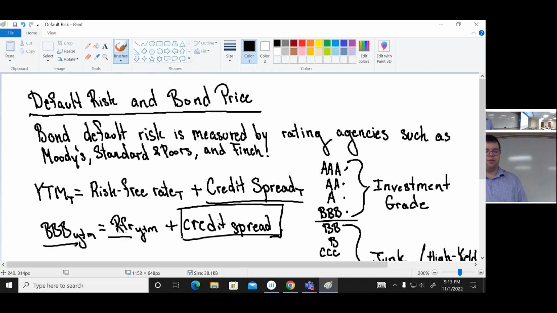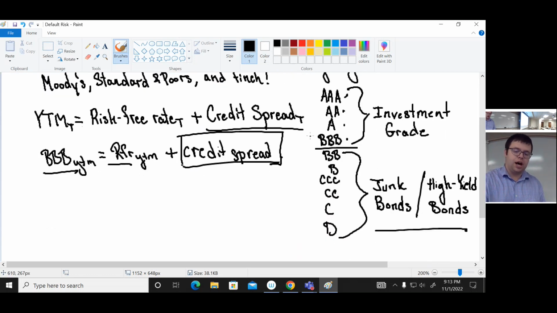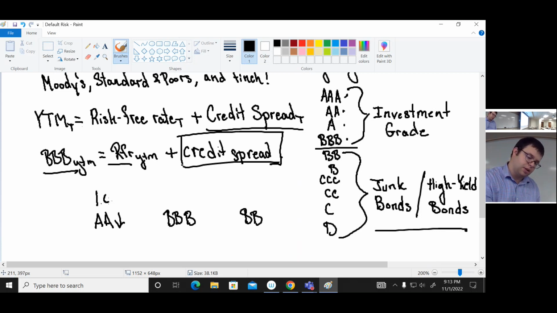There is a credit spread for every rating. The further down you go, the higher the credit spread goes. So the credit spread on a AA is going to be lower than the credit spread of a BBB. It's going to be lower than that of a BB. These are going to be generally rising. So the credit spread on this, maybe let's call it 1%. This one's going to be 1.5. This one's going to be 2, so on and so forth going down. The more risk, the higher the credit spread.